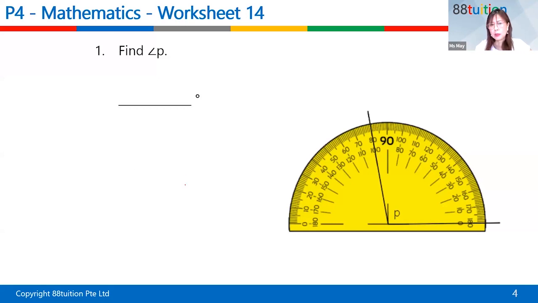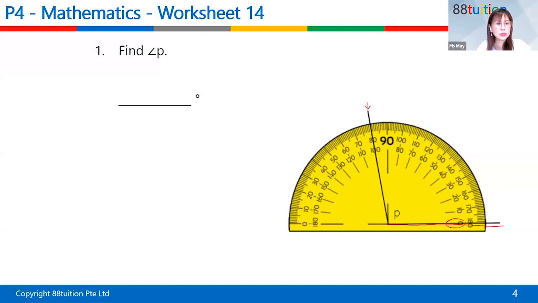Because the starting line is this one, I call this the starting line. My starting line, 0, is in the inner scale. So we are looking at inner scale. And this is the ending line. Because the starting line starts from 0 in the inner scale, we are looking at inner scale.